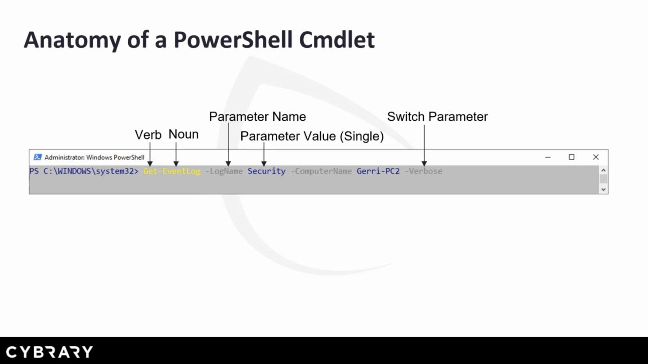Now, notice here that these parameters only have a single value. Some parameters can have multiple values, and those values typically are separated by commas or quotation marks depending on the structure of that particular parameter. Now, at the end, you notice that you do have a switch parameter. There are different types of parameters. Here we see parameters that take values, and a switch parameter is a parameter that does not take a value, but does do something.